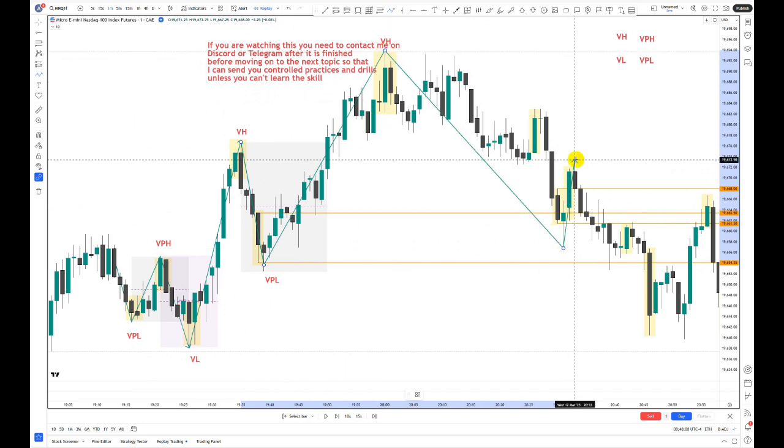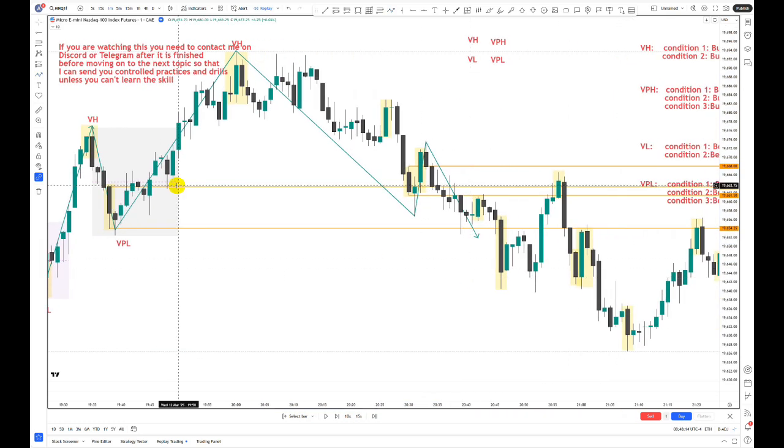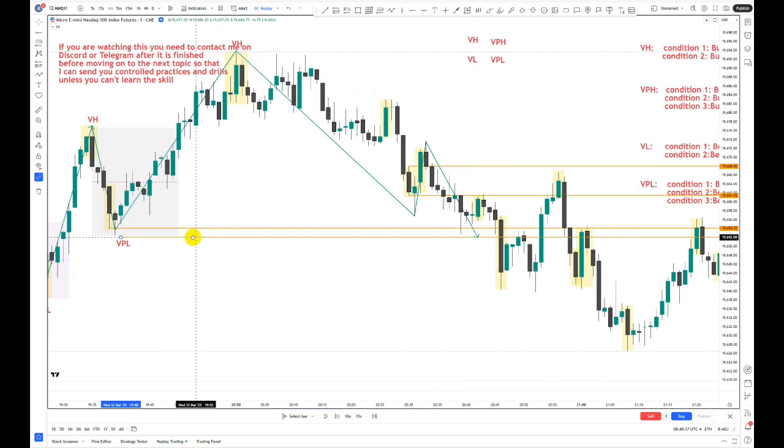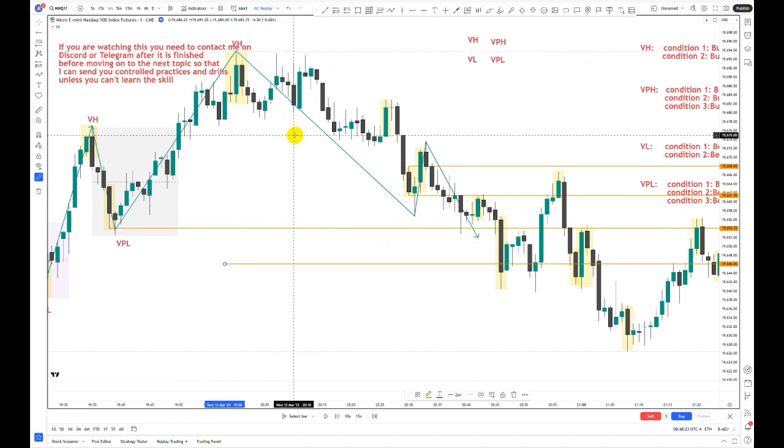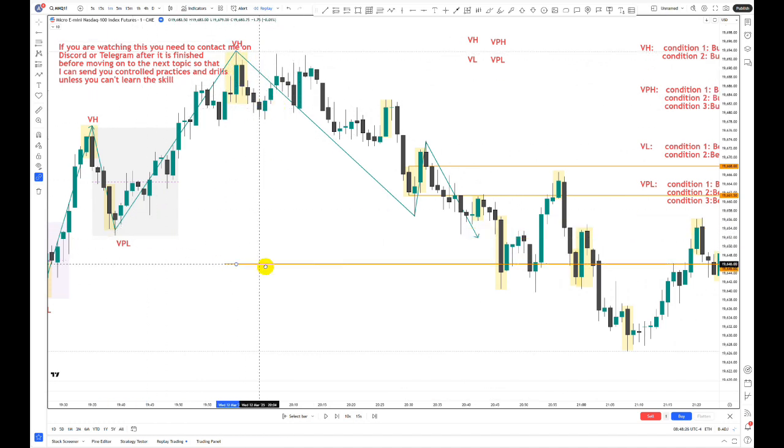So far, we are here. Now it's going to move. Let's just define this one. Here also it is taken. Now this one is considered valid, but the point is that we have another valid high and low. So that's why we don't consider this one anymore.